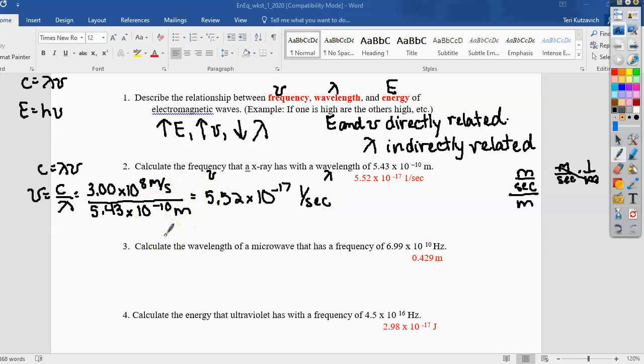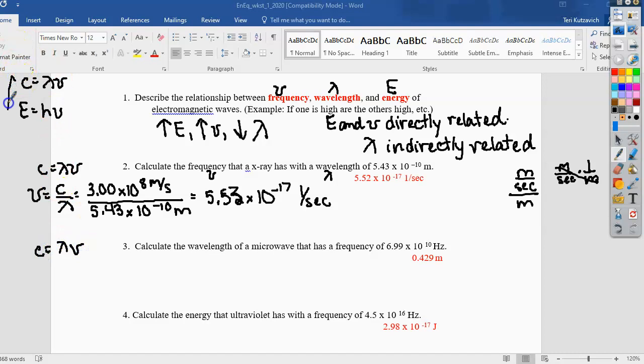If you don't use your EE button, you will probably be off by a factor of 10. I will just put this in, double check my work. Okay. And if you get close to that answer, that's fine. Like when I just put it in, I got 5.53. So that's okay. This guy right here, they're asking you to find wavelength, and they give you frequency.